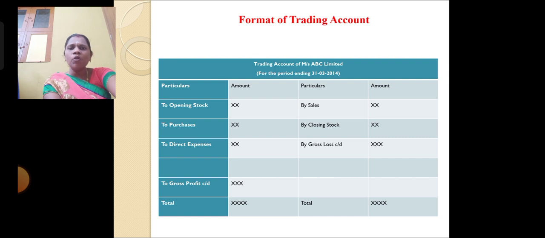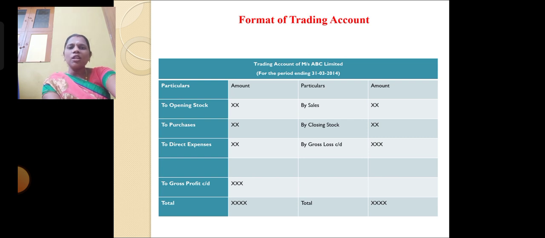Next, we discuss the format of the trading account. Normally, on the debit side of the trading account, the following items are posted: opening stock, purchases, purchase return, and all direct expenses. Direct expenses include wages, carriage inward, and fuel. On the credit side of the trading account, the following items normally occur: sales, sales return, and closing stock.